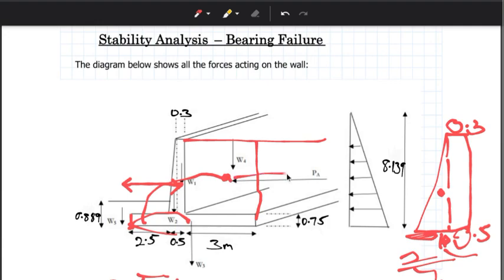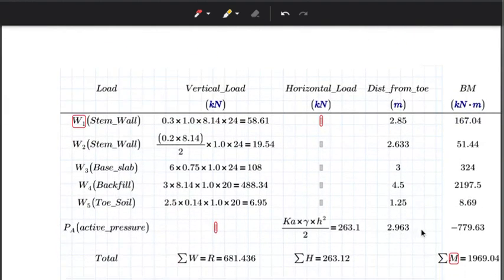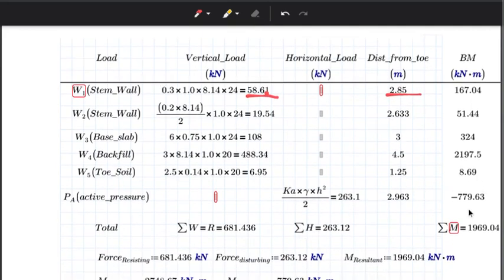Now, what is the perpendicular distance of this force? It is basically half of this 8.139, half of it plus 0.75. That is how we got whatever is there. I'm not using a calculator again to do that. Then this bending moment is simple. You just multiply your force by the arm length. We get the bending moment. That's our bending moment.